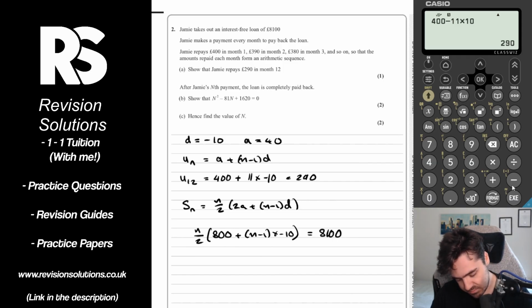So I think I'll multiply both sides by 2, as well as simplify this bracket. So the half would disappear on the left, and inside the bracket, what would we get? We would get 800 plus a 10 because of the double minus, so 810, and then a minus 10n equals 8,100. Oh, sorry, not 8,100. We've got to double it now. That'd be 16,200.